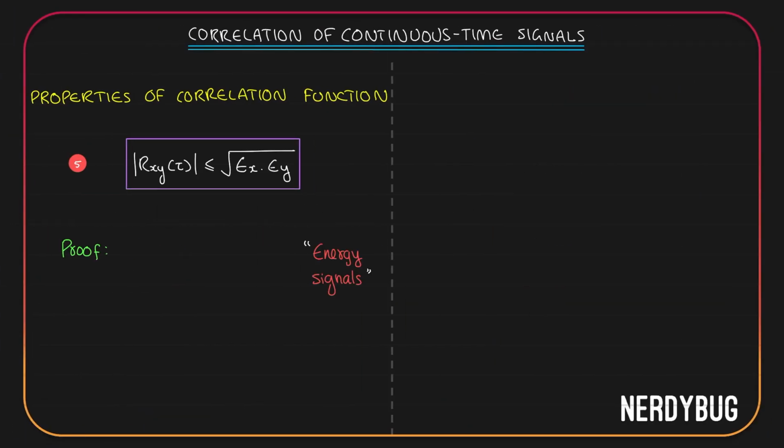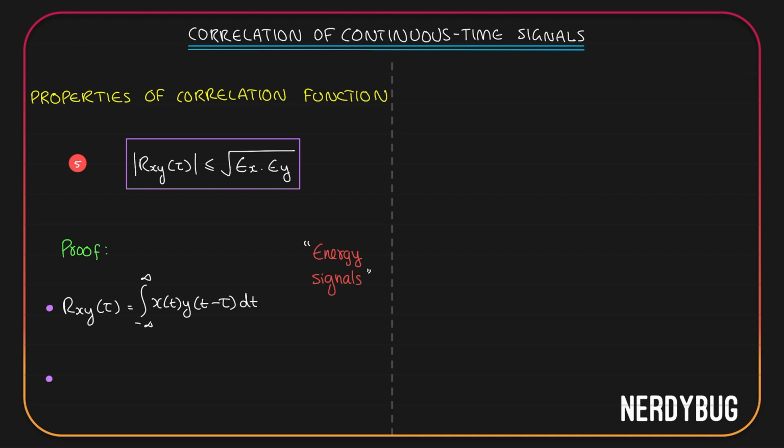The next property is that the magnitude of the cross correlation of x of t and y of t will always be less than or equal to the root of the product of their energies. To prove that, first let's write down the cross correlation of x and y. Rxy of tau will be the integral from minus infinity to infinity x of t y of t minus tau dt.